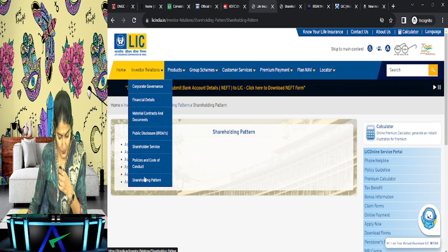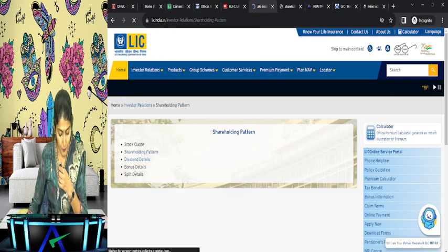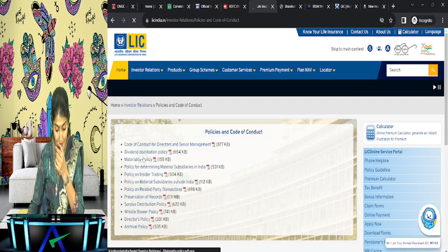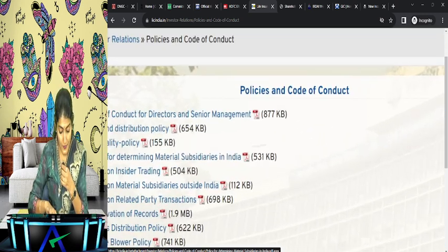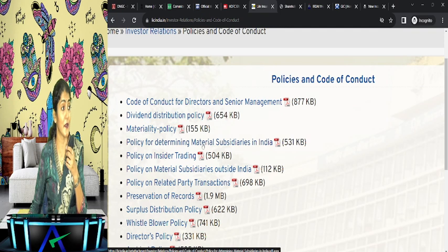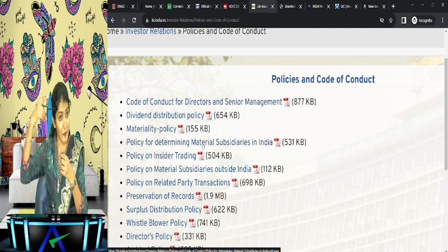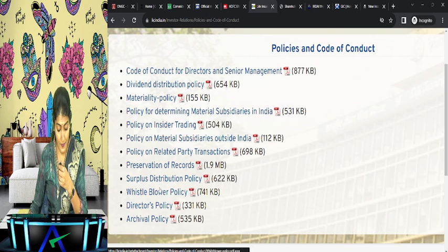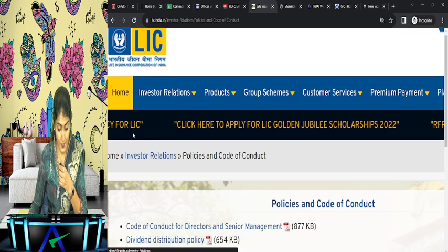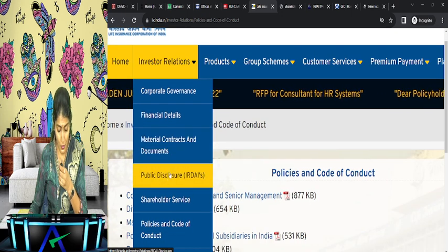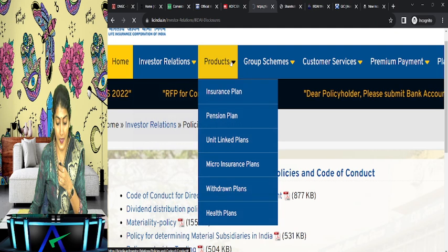Here you get to see the shareholding pattern, bonus details, split details, and also the policies and the code of conduct. Did we study the code of conduct in SEBI LODR also? And then the policy for determining material subsidiaries in India. Do you remember material subsidiaries? 10%. But for the requirement of one director on the board, it is 20%. Then the materiality policy, the surplus distribution, the whistleblower policy. All these policies are given over there, along with material contracts and documents, and public disclosures as per the IRDA norms.